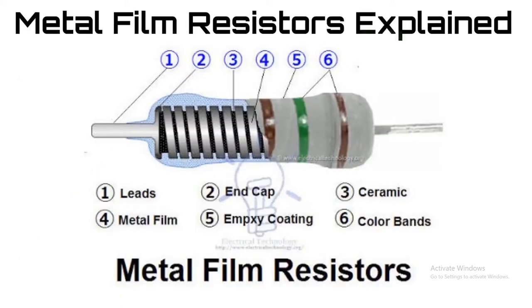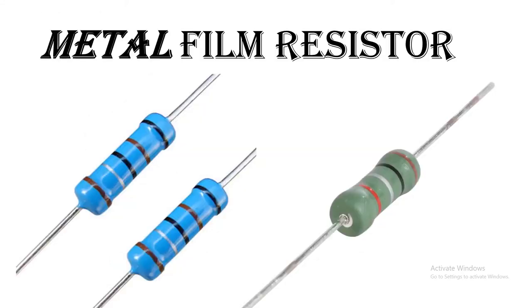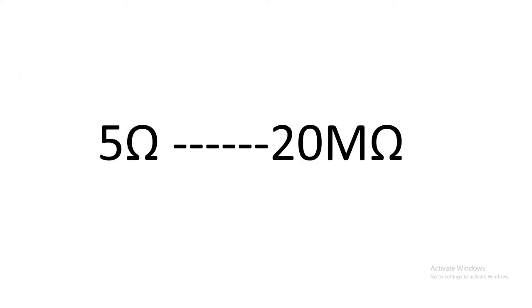This is the internal structure of the metal film resistor. It consists of 2 leads, outer coating, inside the ceramic glass. On the ceramic glass there's a metal film which is rounded on the ceramic glass. So metal film resistor is a fixed value resistor. This resistor is very sensitive resistor. We can use this resistor on sensitive circuits. The range of this resistor is from 5 ohm to 20 mega ohm.